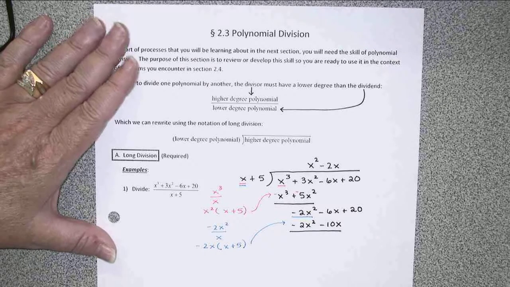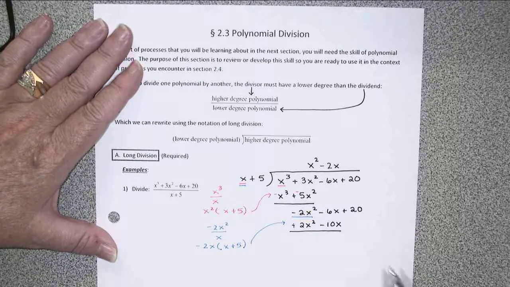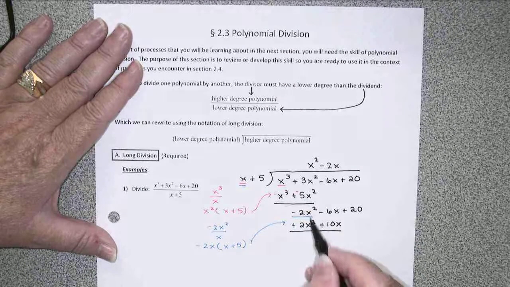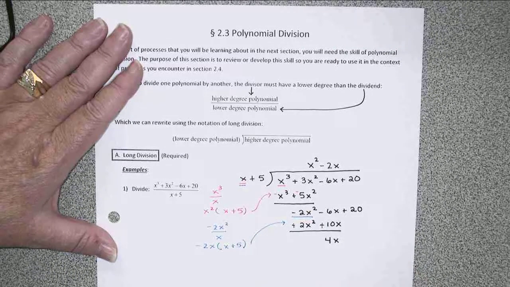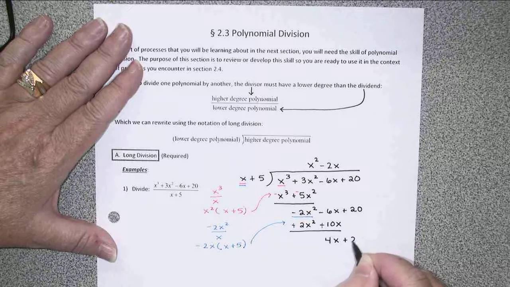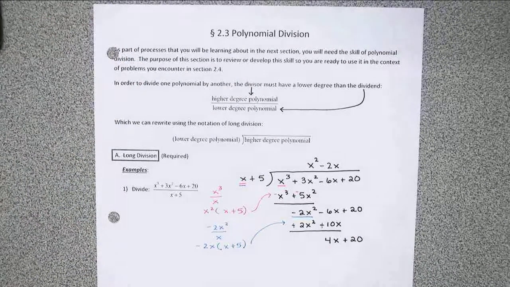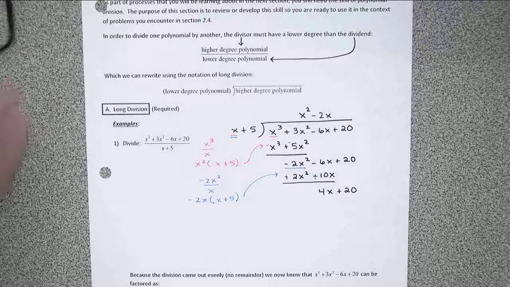Once again, we want to subtract. And subtracting a negative is going to turn that one into a positive, and it's also going to turn that one into a positive. So I have no x squareds left, but I do have a positive 4x. All right, I still have a 20 to bring down, so we'll do that. And there's another complete cycle of this long division process. We'll keep going.